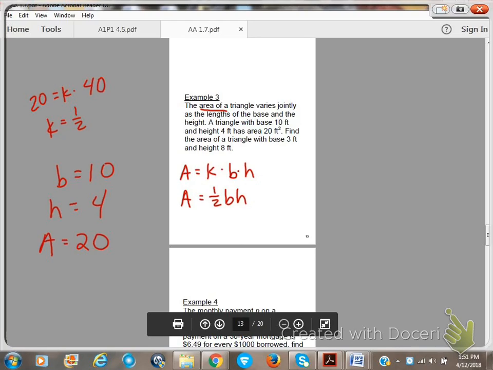Well, that's 3 and 8. What's left of the problem? There we go. What's left in the problem? The base is 3, the height is 8. So A equals 1/2 times 3 times 8. Equals what? What's the label on that since it's area? Feet squared. Good. 12 feet squared. Chrissy, you okay?